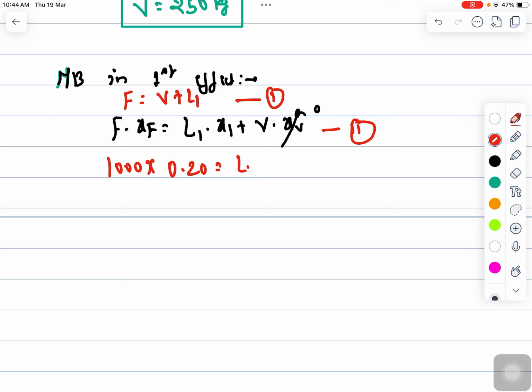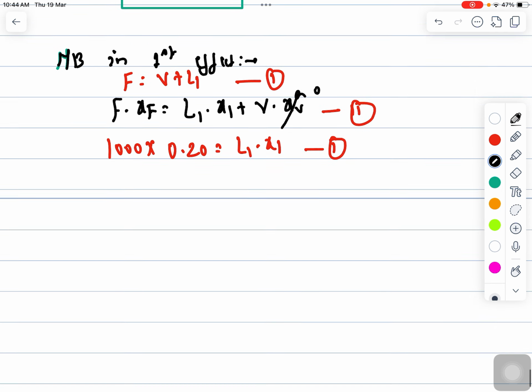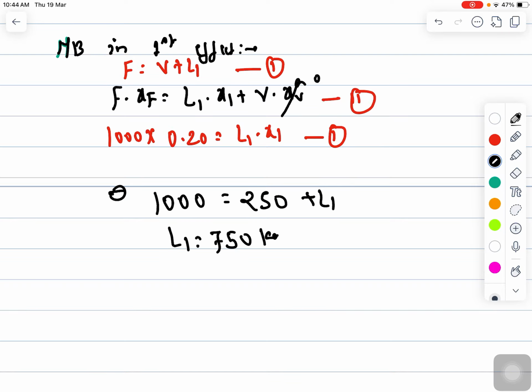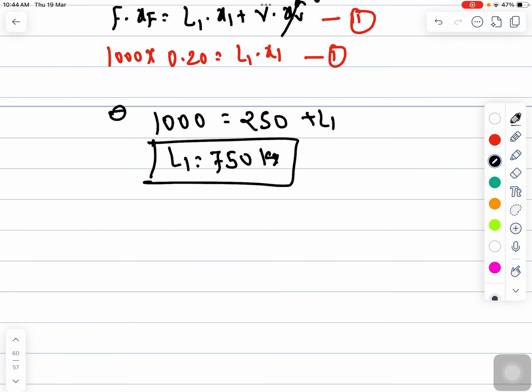So I can say that F, which is your 1000, into 0.20 equals L1 into X1. Let's say this one is my equation first. And one more thing, F you know is equal to 1000, and V is your 250 plus L1. So from here L1 you will get is 750 kg.